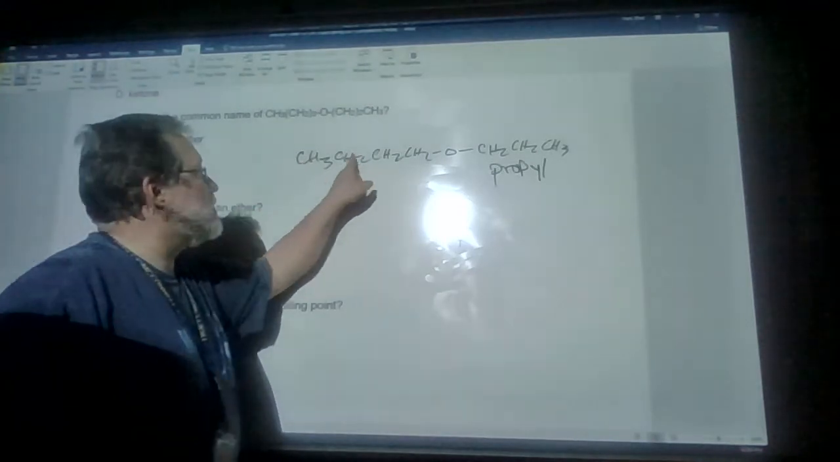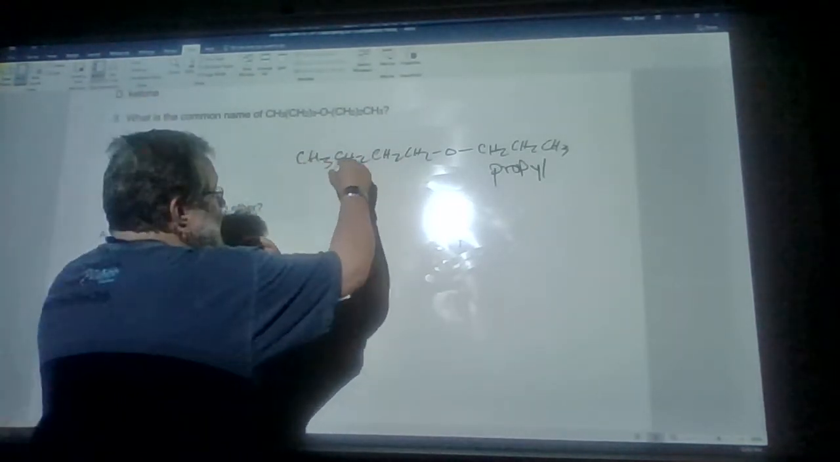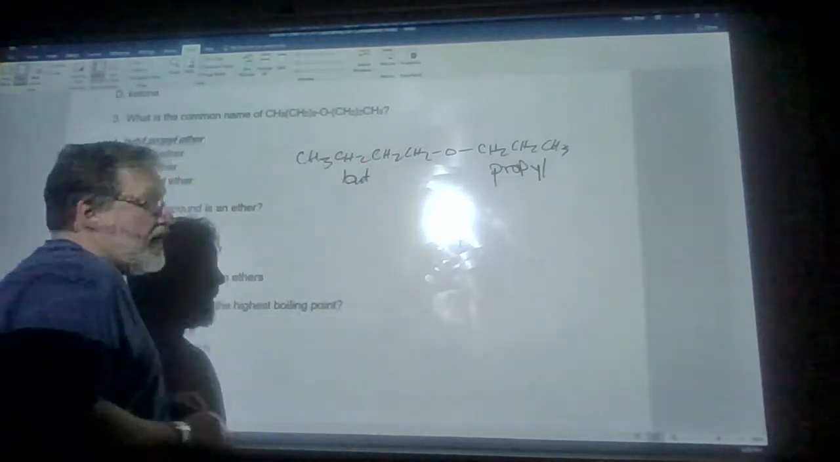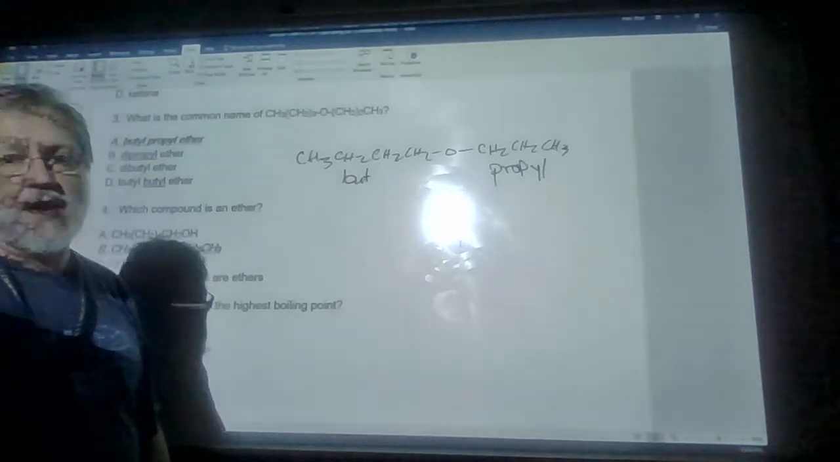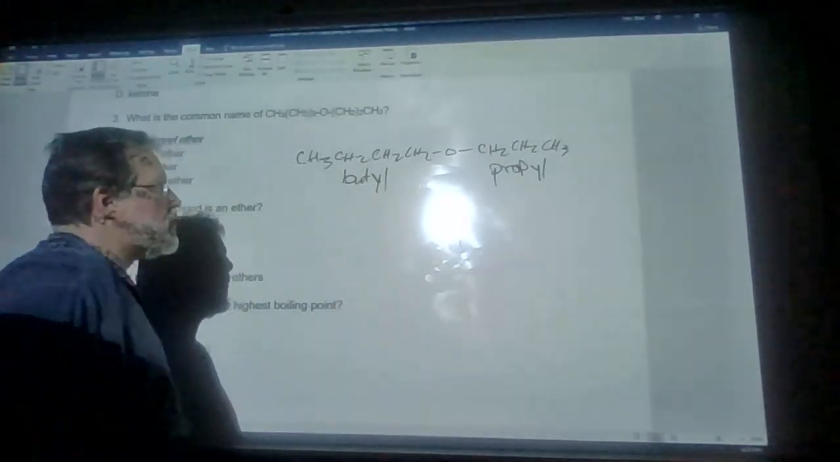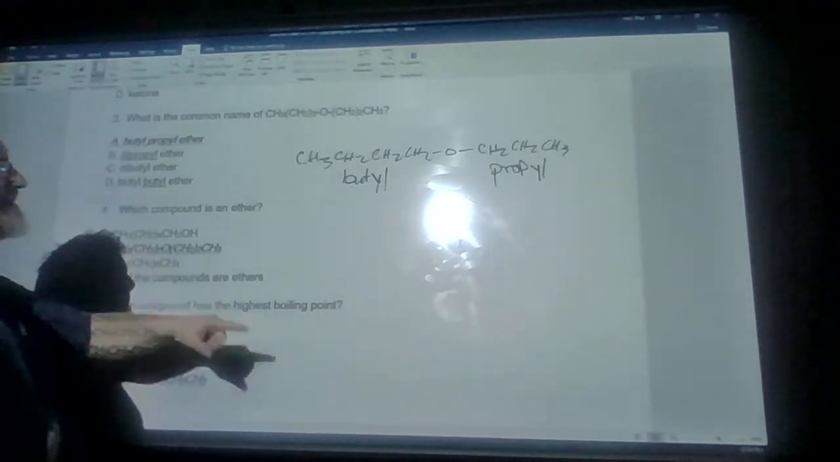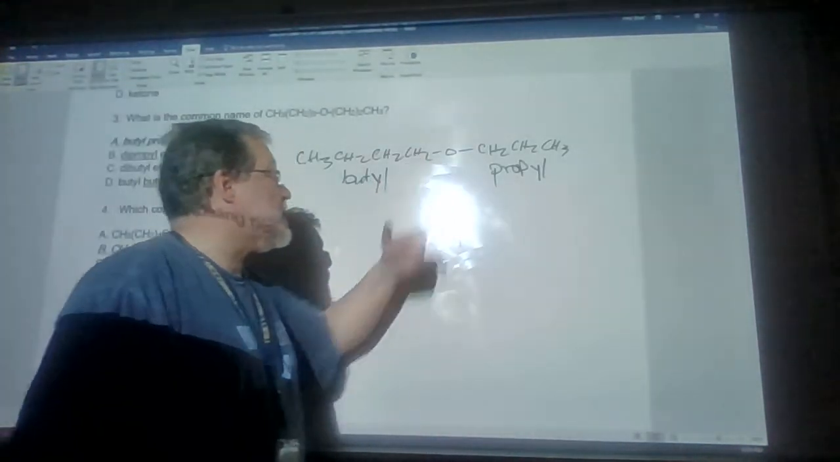Here, 1, 2, 3, 4. 4 carbons is but. It is a butane. They are all carbon-carbon single bonds. Butane, since this is a substituent, it's butyl. List these together. Butyl, propyl, list them alphabetically. Butyl propyl ether.